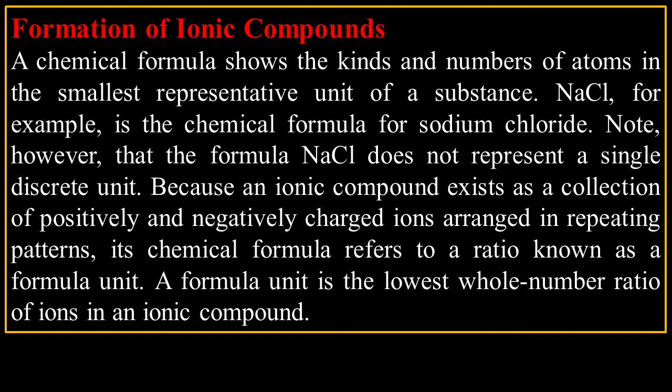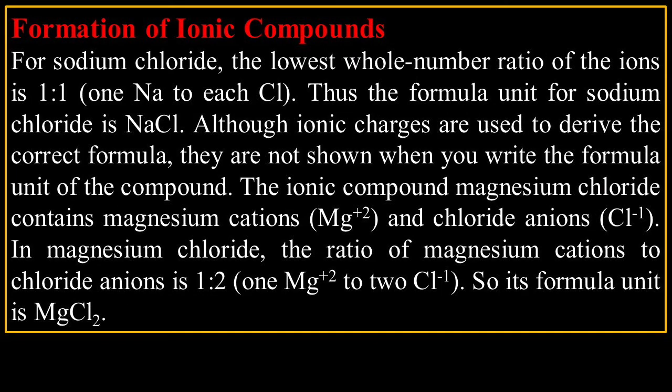A formula unit is the lowest whole number ratio of ions in an ionic compound. For sodium chloride, the lowest whole number ratio of the ions is 1:1, or 1 Na to 1 Cl. If a subscript is understood to be a 1, then it's 1.